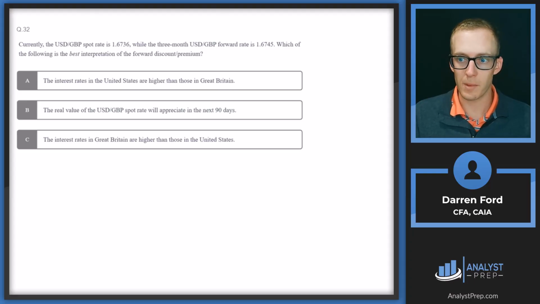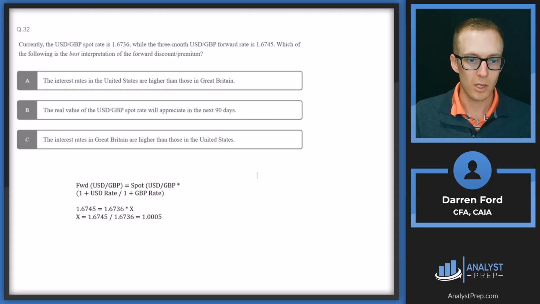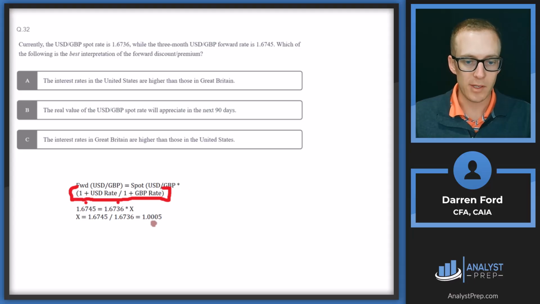So let's pull in our formula to look at this. We're looking at forward rate equals spot rate, and then we're multiplying that by these two interest rates to get our interest rate differential. So we have forward rate of 1.6745 and spot rate of 1.6736. So since this number is higher than this number, X is going to be our interest rate differential. So X is this whole variable here. So it's US rate over pound rate. So X is going to be 1.0005.